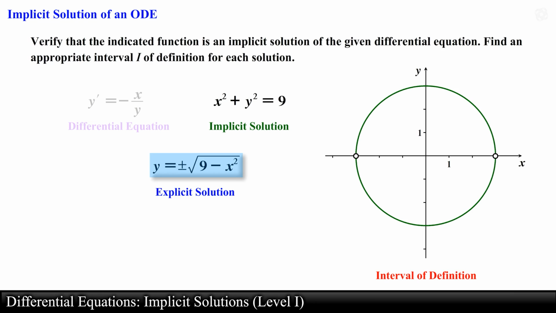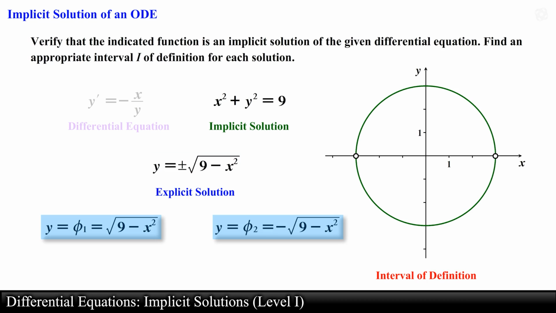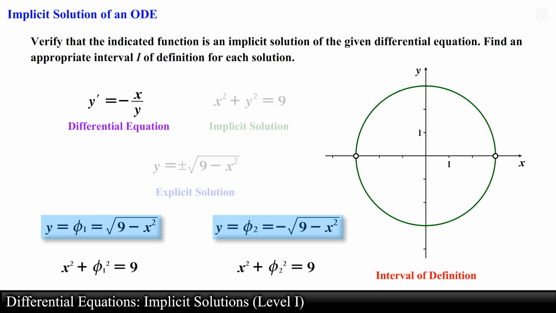Notice that we were able to find two explicit solutions to the differential equation. The first is the positive square root of 9 minus x squared, and the second is the negative square root of 9 minus x squared. Notice that these two functions satisfy the relation, that is, x squared plus the first explicit solution squared equals 9, and x squared plus the second explicit solution squared equals 9, as well as the differential equation.